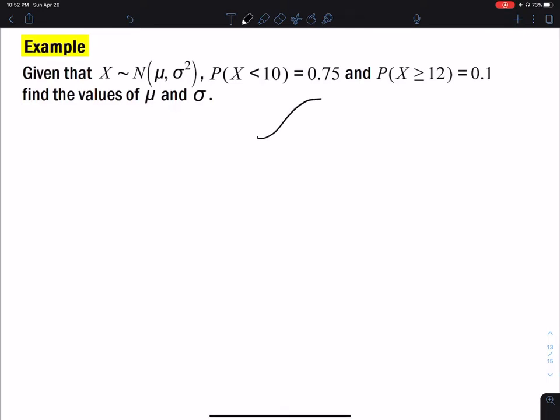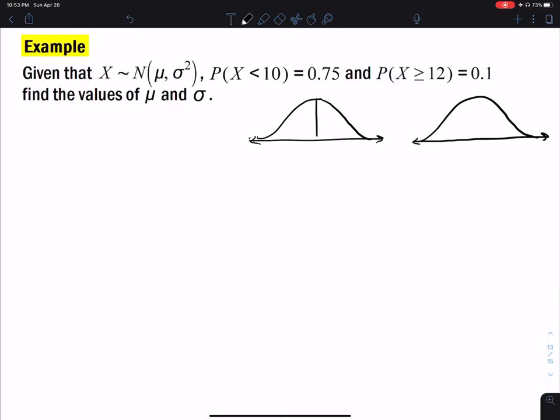Once again, I like drawing a picture because it allows us to ask the question when we're done at the end of the problem, does it make sense? Okay, so since I'm given two different probabilities here, I'm going to draw two different pictures so it doesn't get too complicated. Look at that, that was a rare sight. I did it in one swoop.